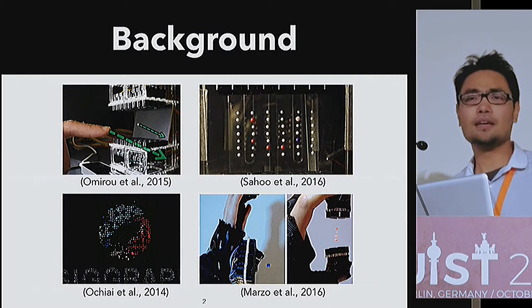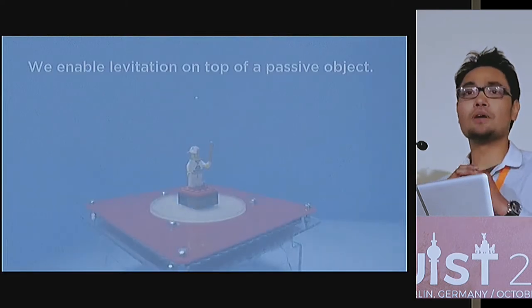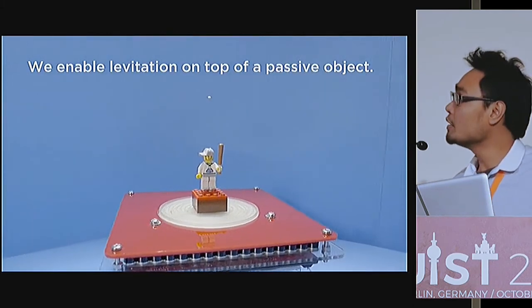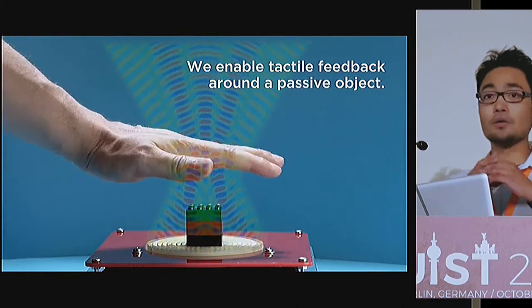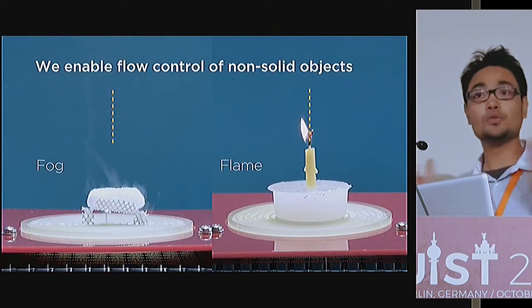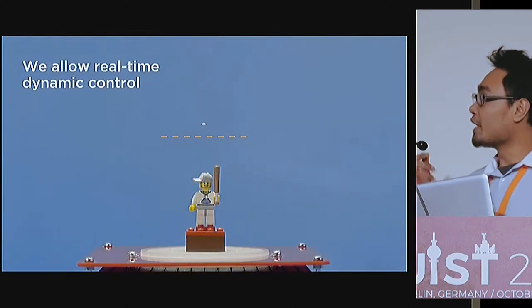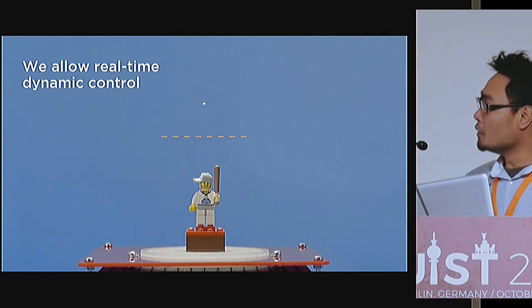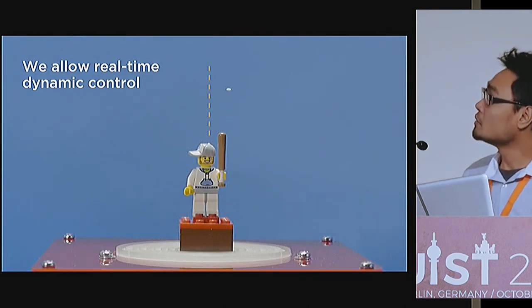So we enable levitation even on top of a passive object, for example, this toy, you can see, and we also enable haptic feedback around these blocks that are blocking the ultrasound, and we enable flow control of non-solid objects. And not only that, we can also manipulate them, even though blocked by this object, on left, right, top and bottom.